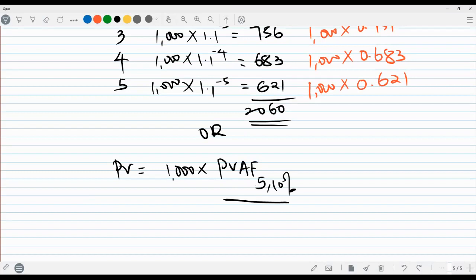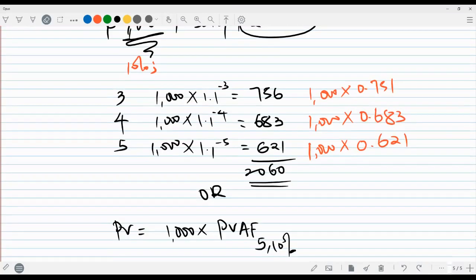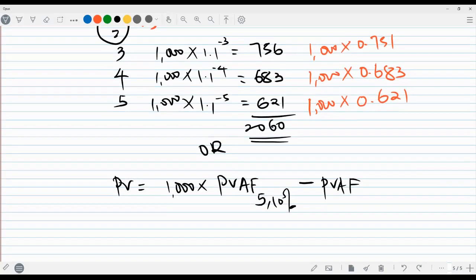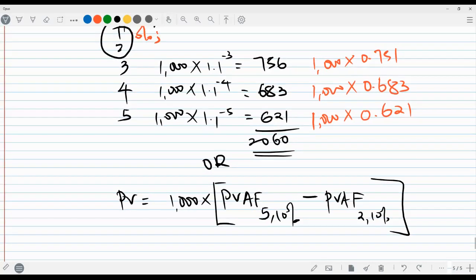However, the reality is that we don't deposit this 1,000 the entire 5 years. There are 2 years we are not depositing, that is year 1 and year 2. There's nothing in year 1 and year 2. Therefore, we subtract the present value annuity factor for the first 2 years, 2 years, 10%. Why do you subtract? Because there's no cash flow for the first 2 years. The cash flow is for year 3, year 4, and year 5, so for the first 2 years you subtract because there's no cash flow then.